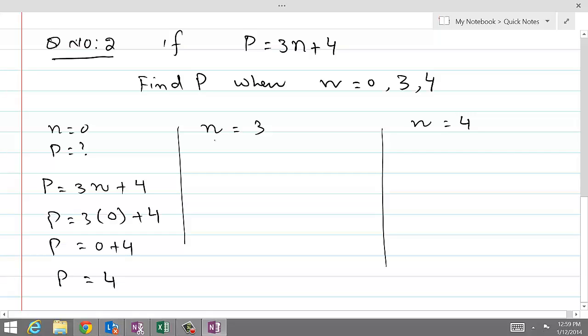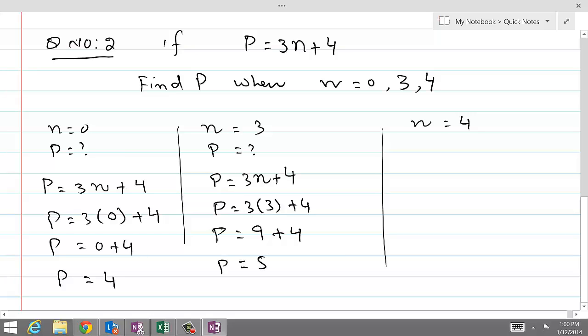For the second case, where we want to find out p when n is equal to 3, we are going to use the same relation again. p is equal to 3n plus 4, and let's substitute the value of n. This time it's 3. So p would be equal to 3 times 3 plus 4. 3 times 3 is 9, 9 plus 4. Oh, I'm sorry, 13. 9 plus 4 is 13.